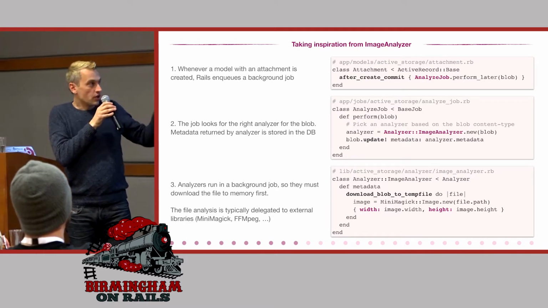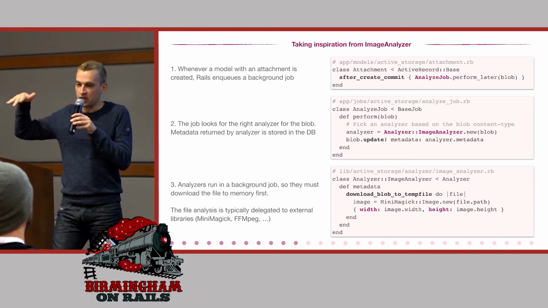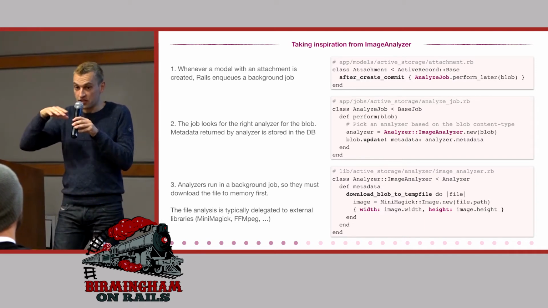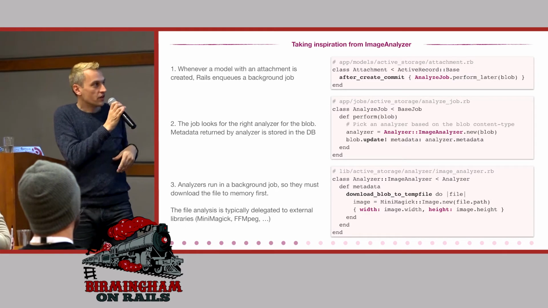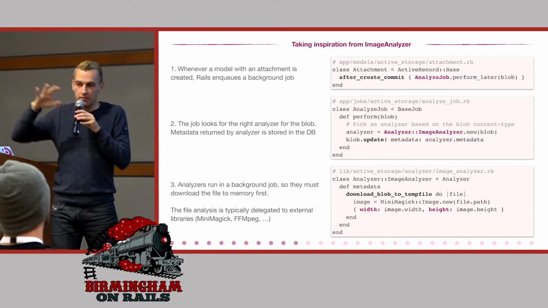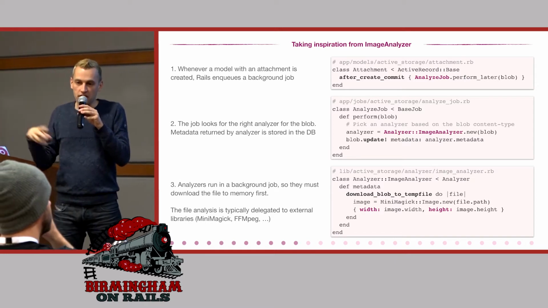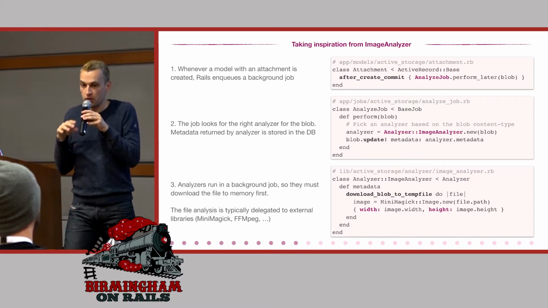What this AnalyzeJob does, and that's the second part, is it's kind of like a switch statement. What kind of attachment is this? If it finds out that it's an image, then it's going to call the image analyzer. So that's that part of code. It's an image, I'm going to call the image analyzer, I'm going to tell it to extract metadata, and then I'm going to store it back in the database. There's a column called metadata where it's going to be stored.